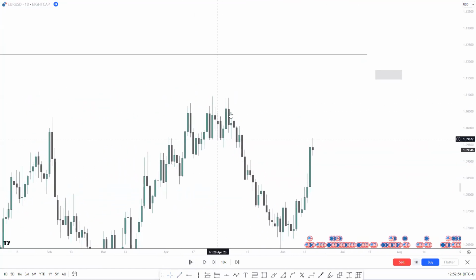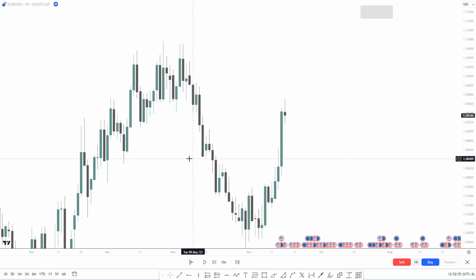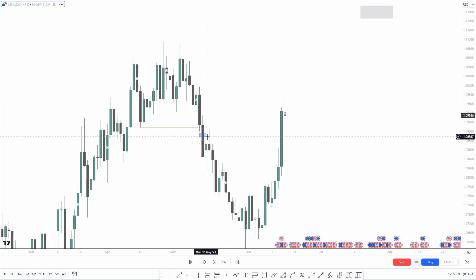Now, let's see an example from here. So here is external range liquidity. The market takes it out. We have two fair value gaps right here. So both of these are actually internal range liquidity.